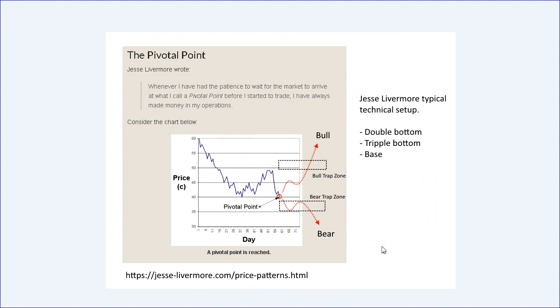He would look for trading opportunities when the price retested a previous low or high. Thus a double bottom, double top, triple bottom, triple top, a year base. He would look for action around this level. He'd be looking for a breakdown or a break up. Now obviously we've got bull traps up here and bear traps down here, but he called this the pivot point.